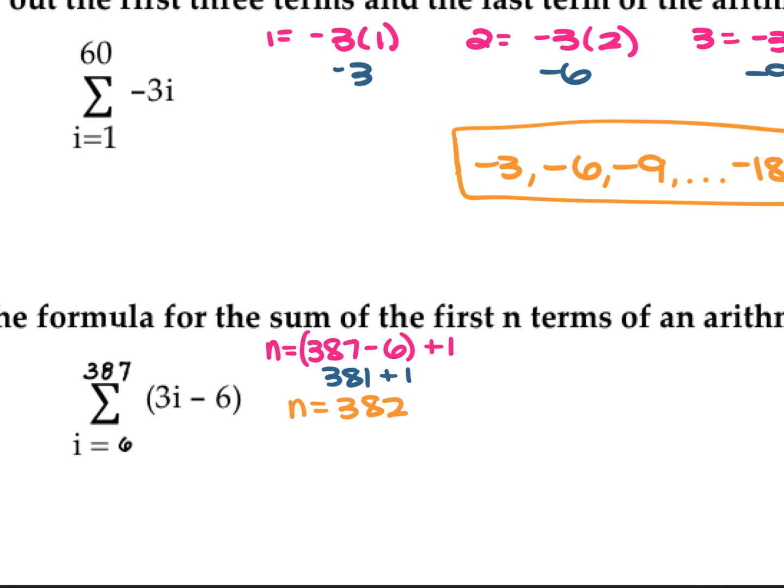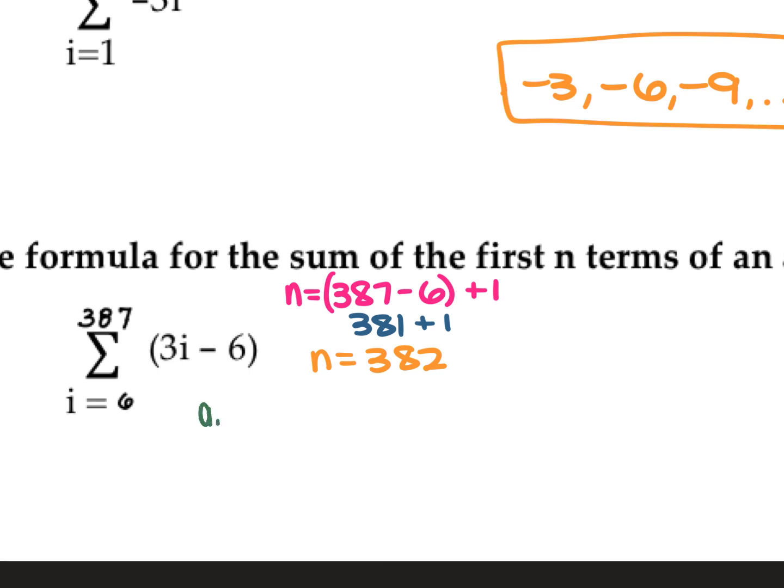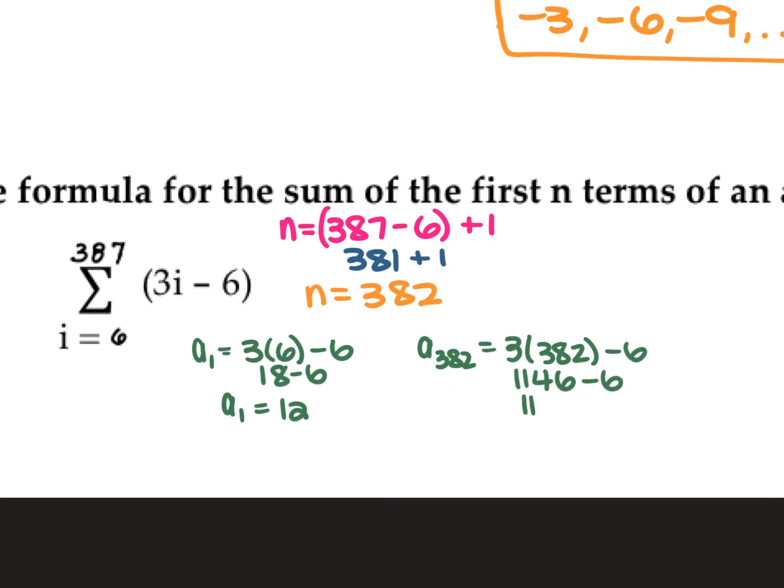Plug this into your formula when you find a sub 1 and a sub n. To find a sub 1, we're going to have 3 times 6 minus 6, which is 18 minus 6, and that means that a sub 1 is 12. To find a sub n, which is 382, we're going to have 3 times 382 minus 6. Oops. The 382 times 3 gives us 1146. Minus 6 is 1140.